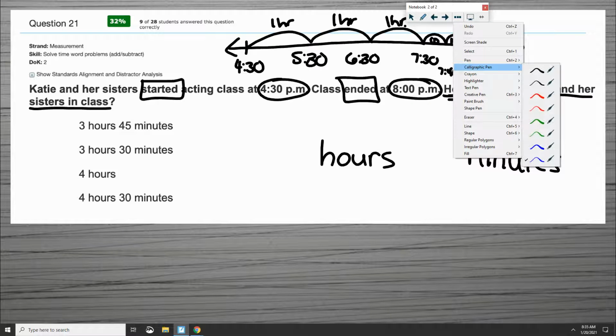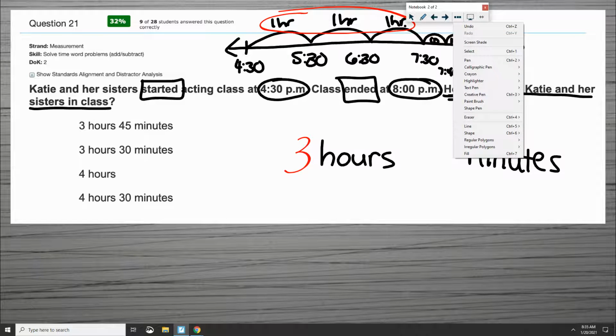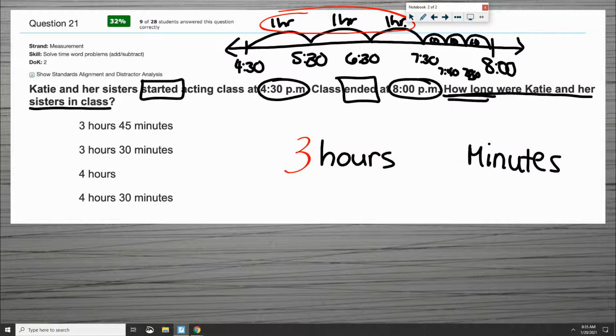We're at the end. I'm going to put in my hours. So I add these hours and I get 3 hours. And I'm going to add up my minutes, 10, 20, 30. So it is 3 hours and 30 minutes. The girls were in acting class for 3 hours and 30 minutes.